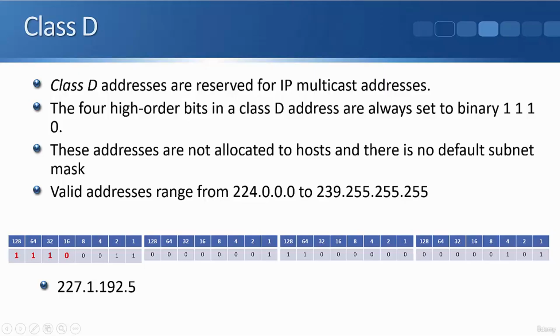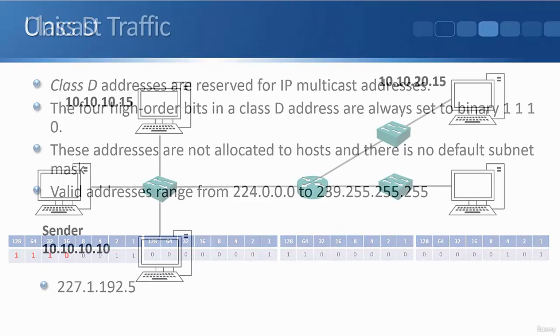So if we add these up, 128 plus 64 plus 32 is 224. So the lowest address is going to be 224. And then the remaining bits over to the right are 8, 4, 2, and 1. If we add those up, it adds up to 15. And 224 plus 15 adds up to 239. So that's where we get the range of 224 to 239 from. These Class D addresses were not allocated to hosts, and there's no default subnet mask. They're used just for multicast traffic.